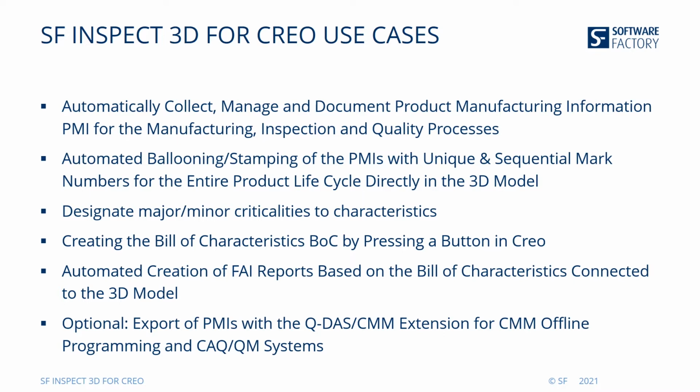Through automated ballooning of the 3D model using model-based definition, SF-Inspect3D generates unique and sequential mark numbers, which can be used throughout the entire product lifecycle. After the ballooning, the bill of characteristics can also be exported as a CSV or STEP file, allowing you to use it in other processes, such as the creation of first article inspection reports.